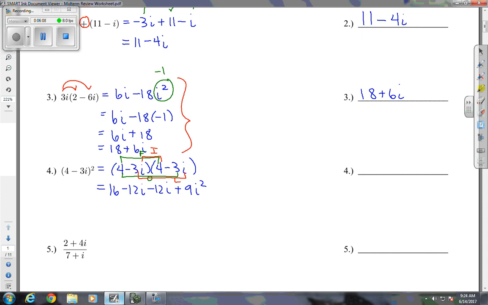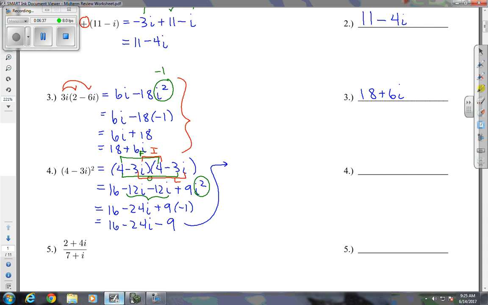On the next step, we need to combine like terms here in the middle, and then recognize this i squared needs to be replaced with a negative 1. So combining like terms, we have negative 24i there in the middle, and replacing that i squared with a negative 1, we have 9 times negative 1. Let's simplify that last term just a bit, calling it a minus 9.